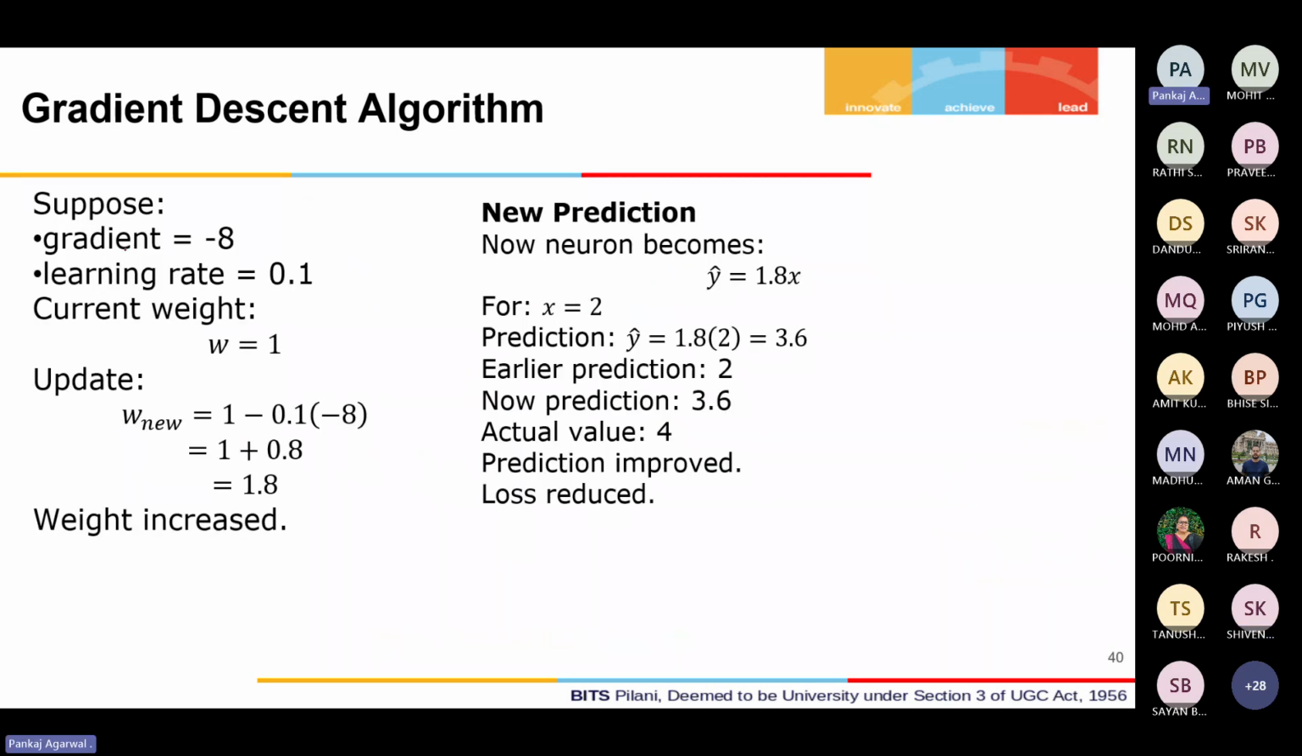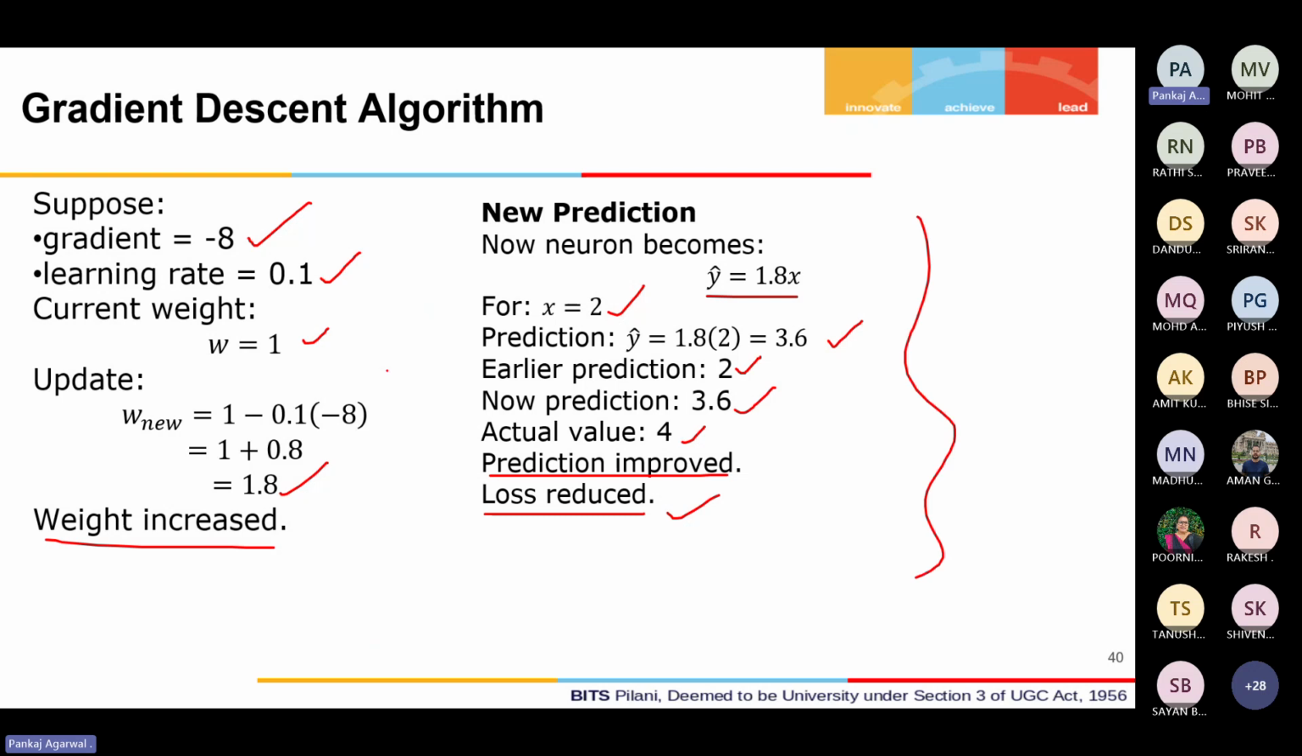So just to give more examples, suppose the gradient is minus 8, and the learning rate is, suppose, this is an example, right? And you did an update and you get a value of 1.8, suppose. So weight has increased over here, right? So now the new prediction over here is this. Earlier your prediction was 2, then the new prediction is 3.5, actual value 4. So prediction has improved and loss has reduced. So just an example, right? No rocket science. You can always do these things with the values and understand what is happening.